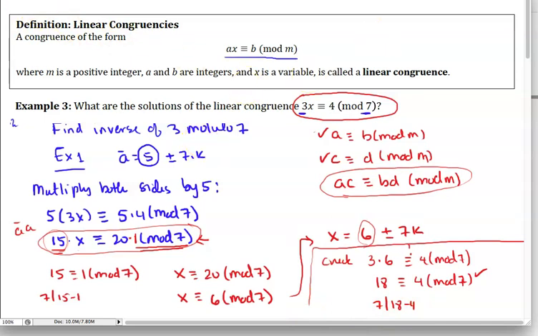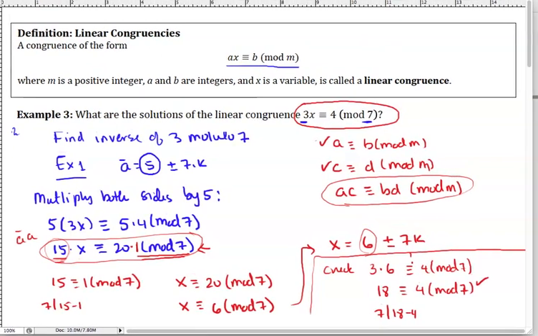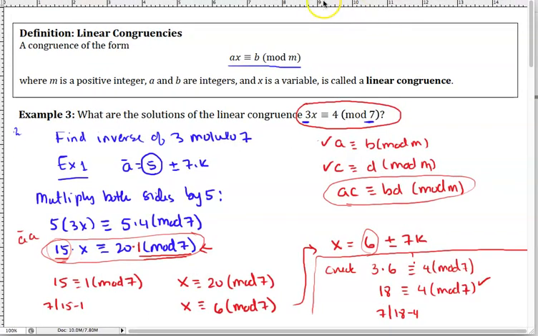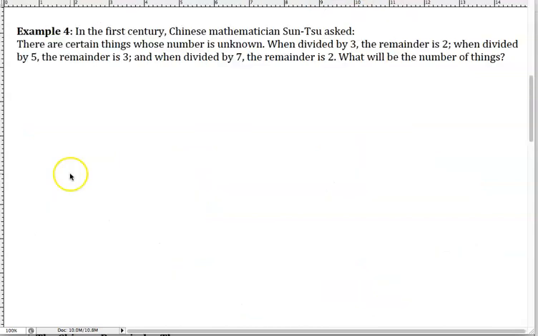Okay, so this is how you solve congruencies, a linear congruency. All right, so now we're going to go to, let's look at this problem. This will lead us into solving systems of congruencies.